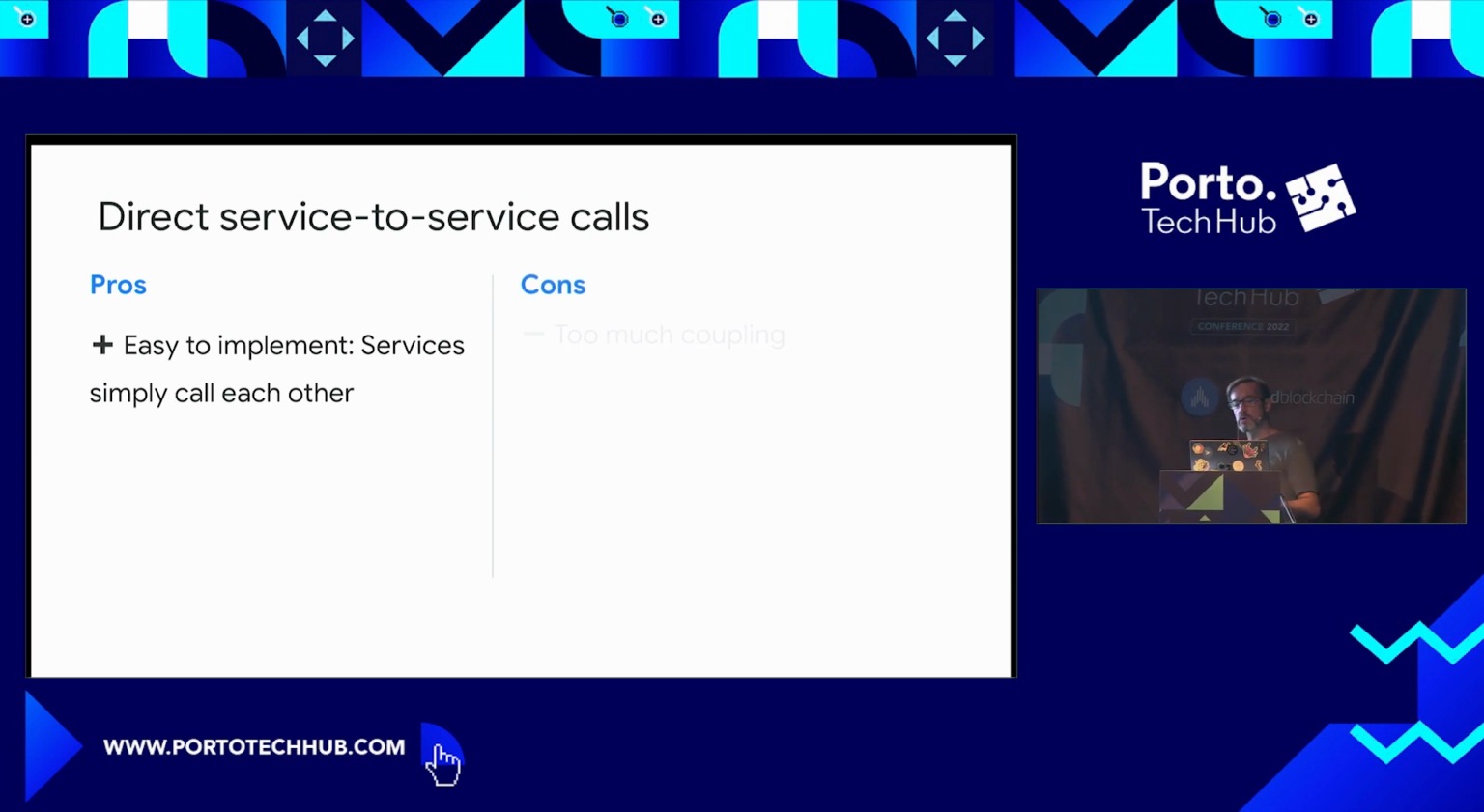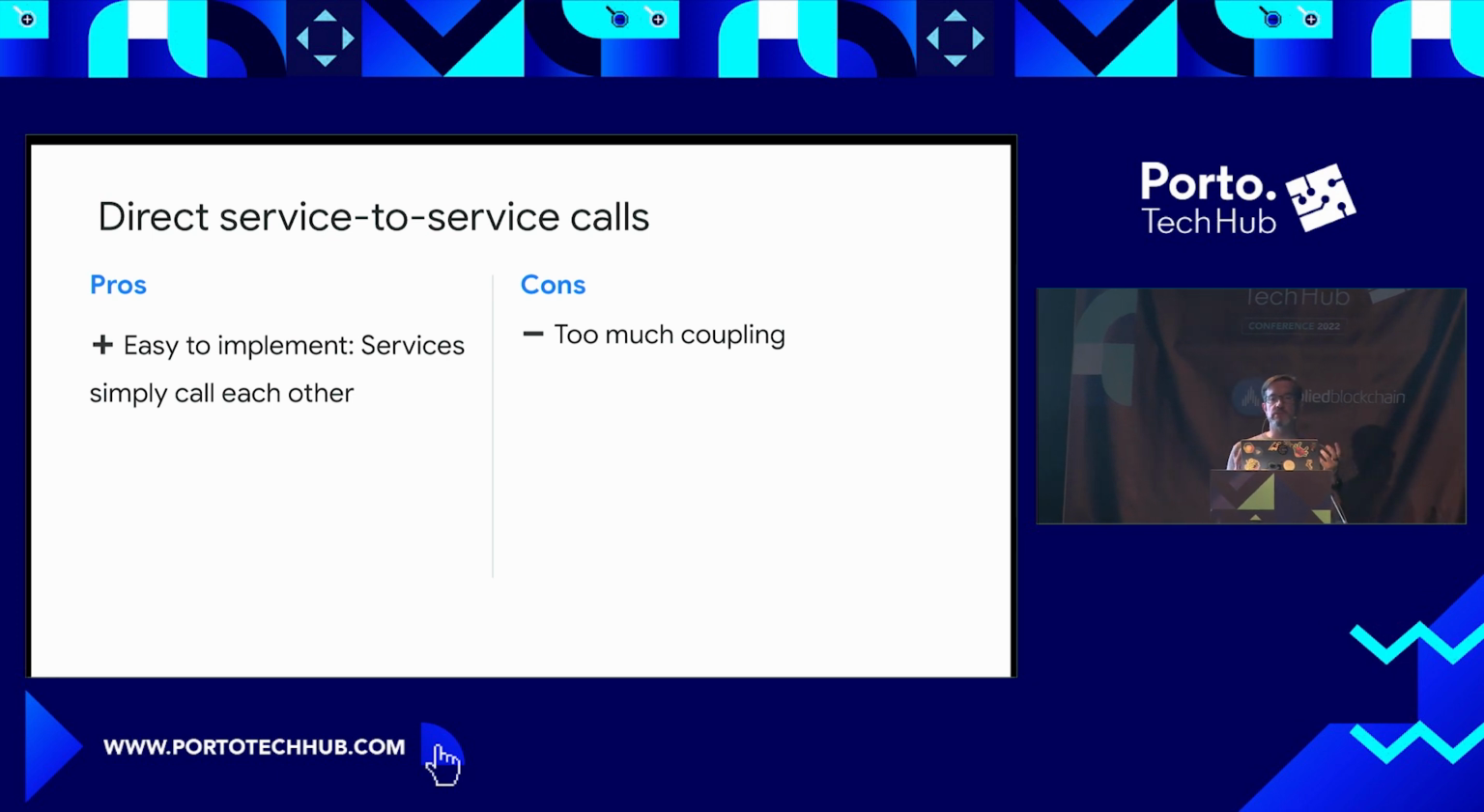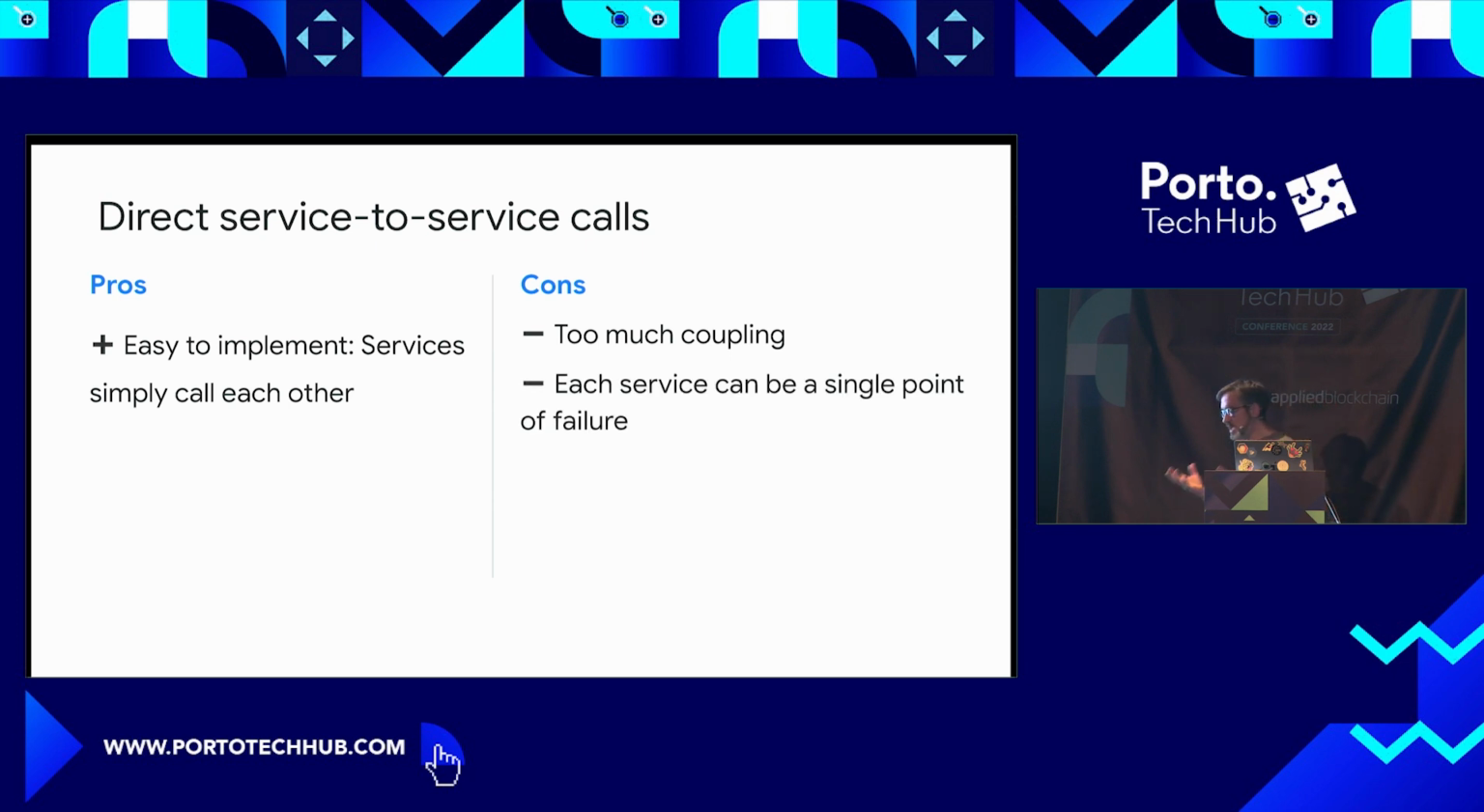However, there are probably more cons to this because there's definitely too much coupling, because the first service needs to know exactly how the second service will work. And there's a chain, in my example a very linear sequential chain of services. But then each service in that chain might be a single point of failure. Because if something fails in the middle, in the shipper service, then you're not sure what's going to happen with the rest of your business process.